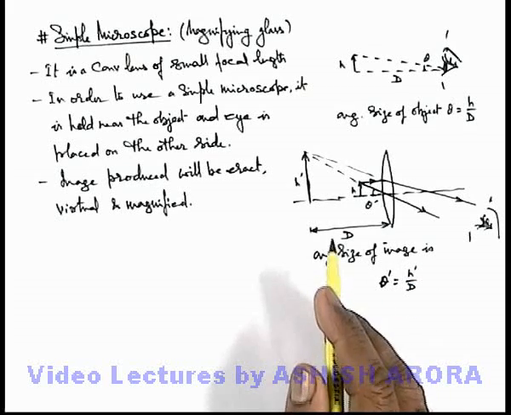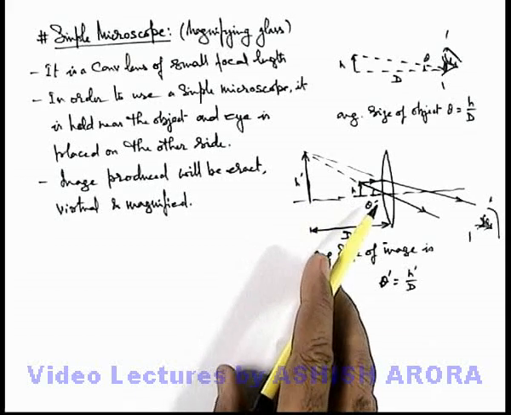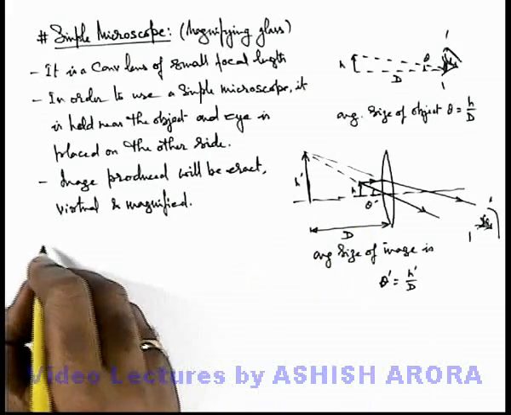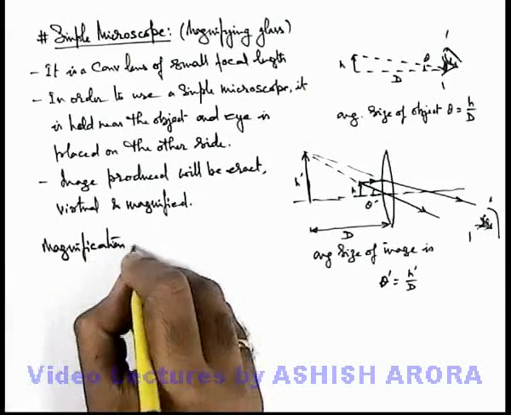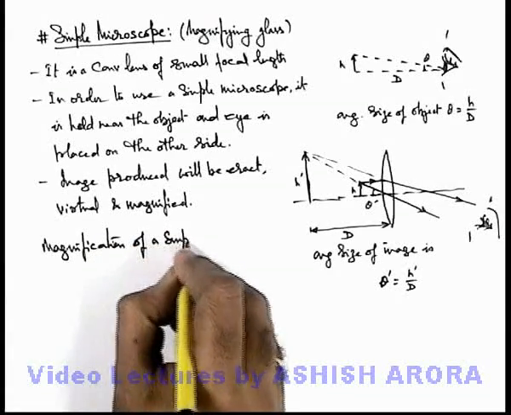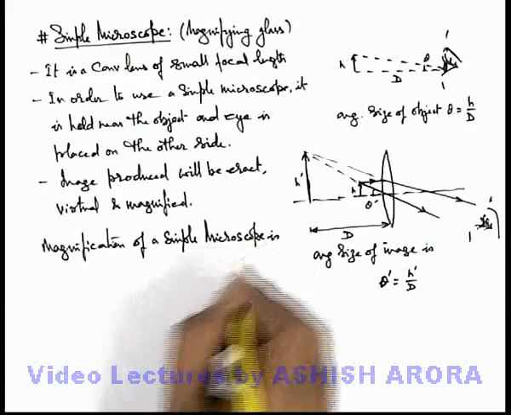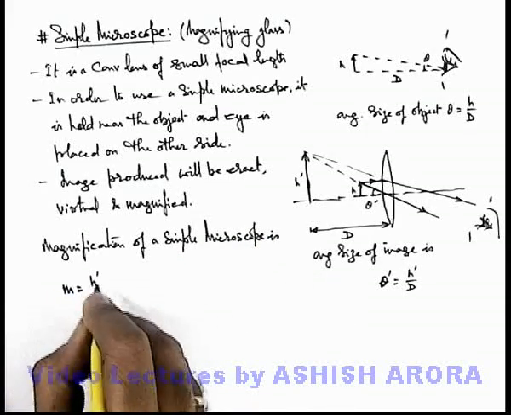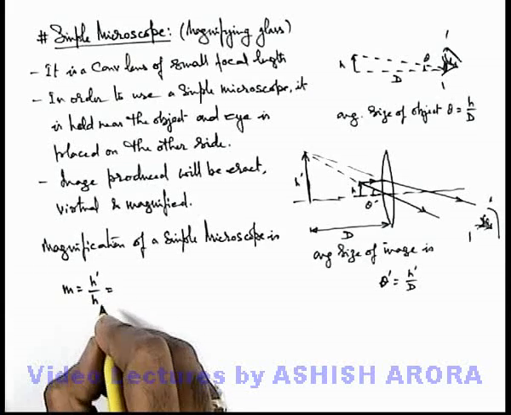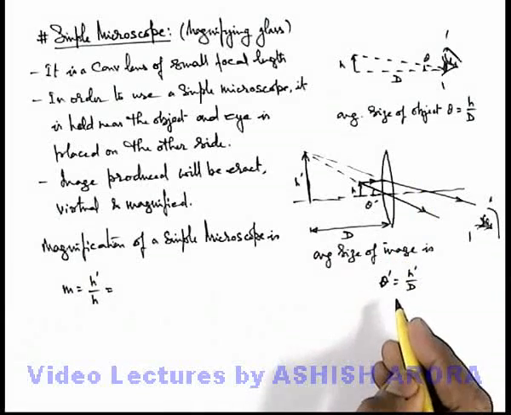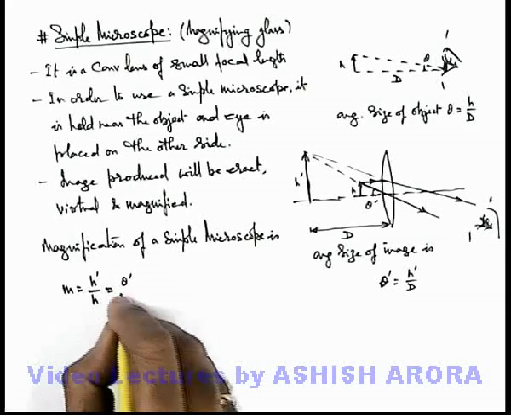Now if we find the magnification produced by the lens, the magnification of a simple microscope is the size of the image by the size of the object. These sizes can be written as the ratio of angular sizes, so the magnification will be theta prime by theta.